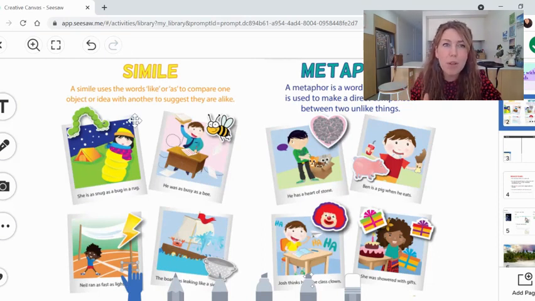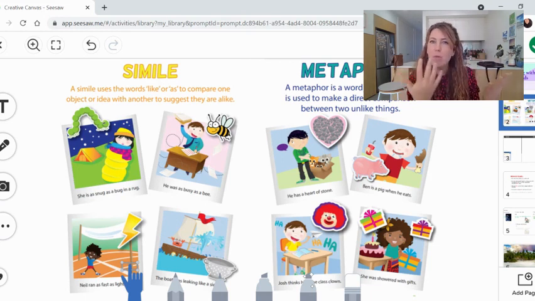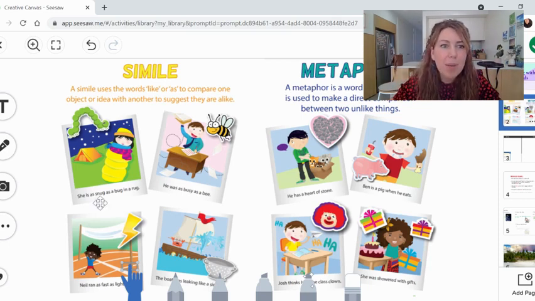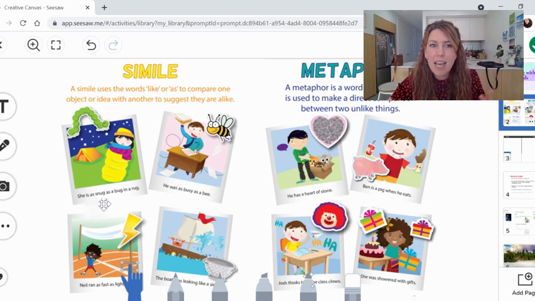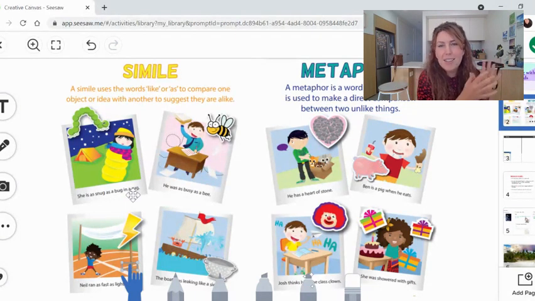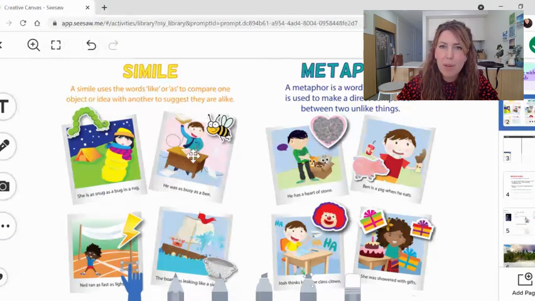A simile is when you use the words like or as to compare one object with another to suggest that they are alike. So, for example, you might be saying, she is as snug as a bug in a rug. You're comparing the girl and the snug bug in the rug, the one that's all wrapped up, to say that she's nice and cozy. This one here, he was as busy as a bee. You're comparing the boy and the bee. You know that bees are busy and they get around and they buzz all over the place, so you're suggesting that the boy is busy like that.